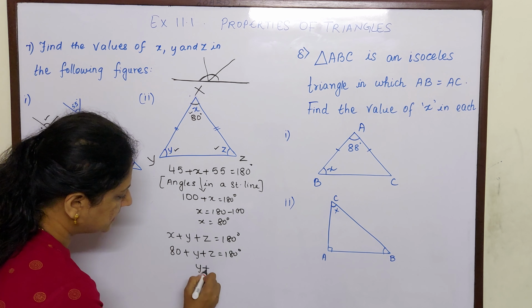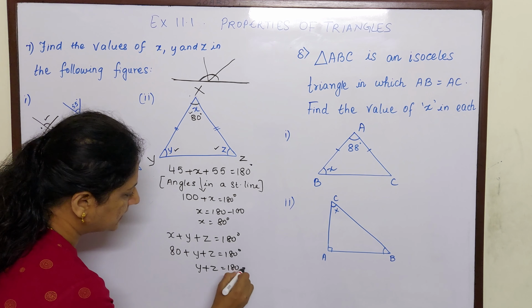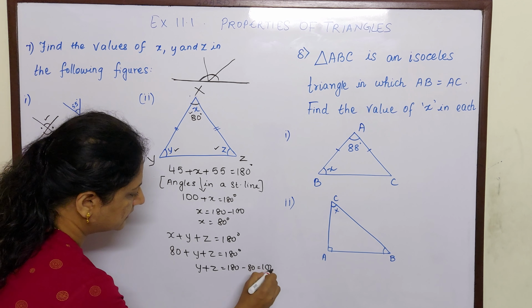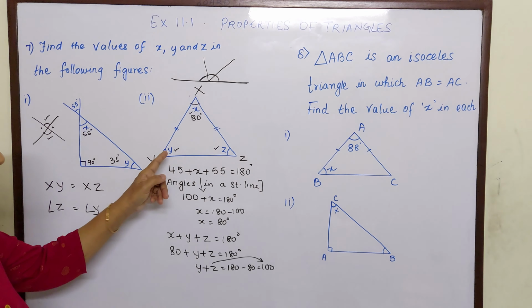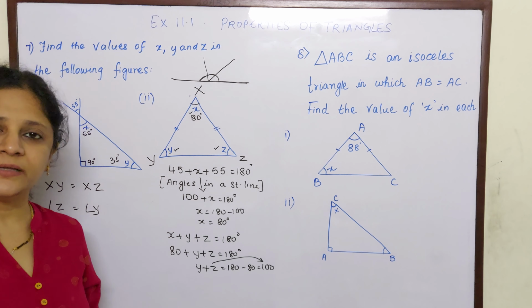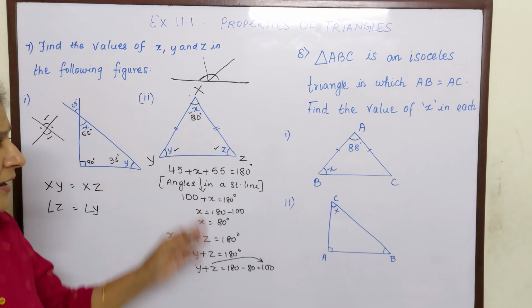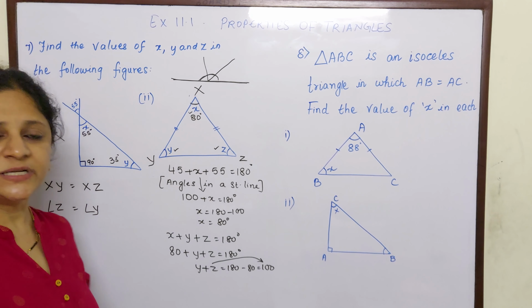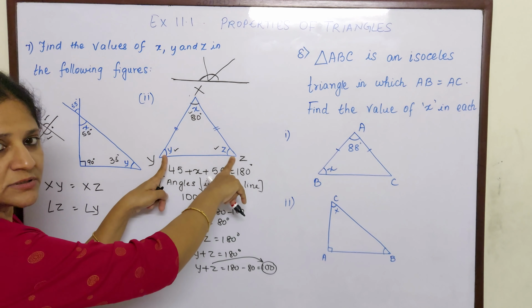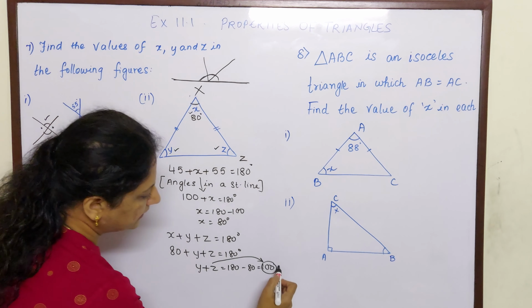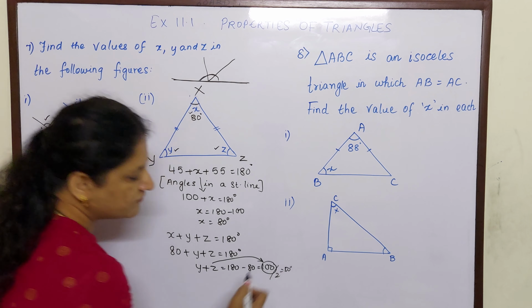So y plus z is equal to 180 minus 80, which is 100. That means y plus z is equal to 100. Now both of these put together should be equal to 100, and they both are equal. That means we will divide this 100 degrees equally between these two. So if you divide 100 by 2, you will get 50 degrees.